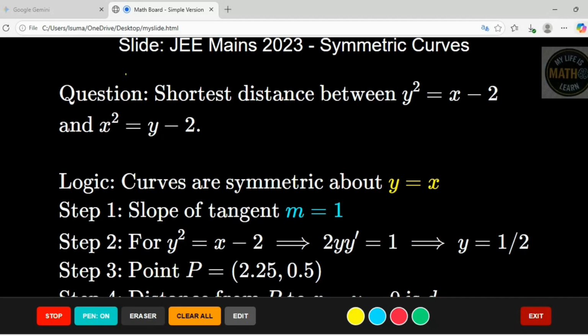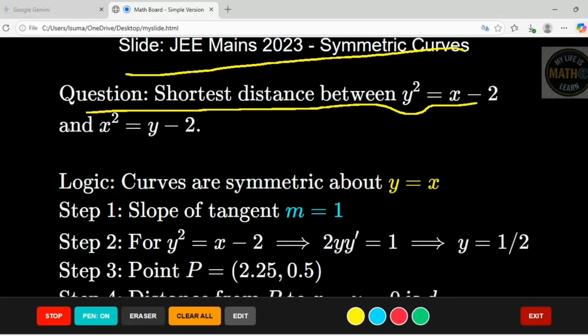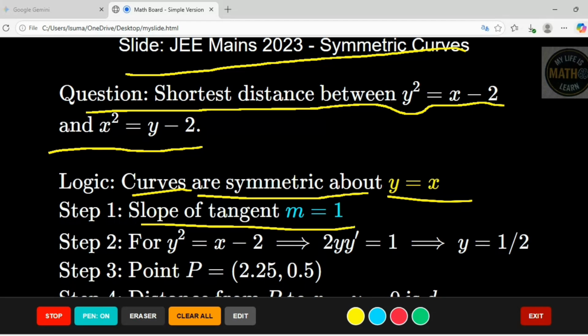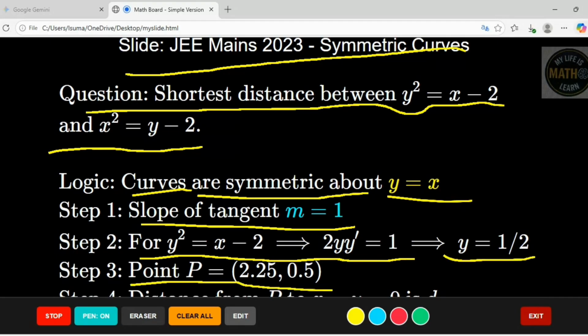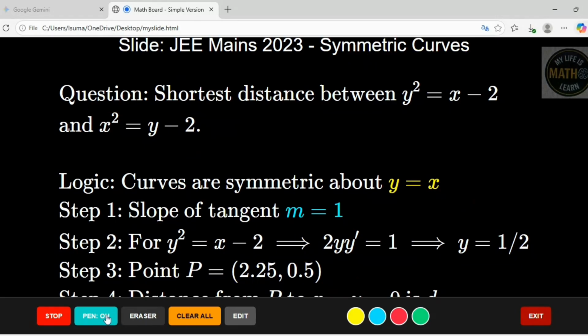JEE Mains 2023, symmetric curves. The question: the shortest distance between y square is equal to x minus 2 and x square is equal to y minus 2. These curves are symmetric about y is equal to x. So the slope of the tangent is m is equal to 1, and for y square is equal to x minus 2, 2y y dash is equal to 1. So y is equal to 1 by 2. The point P is 2.25 comma 0.5. We will get the result after calculation.